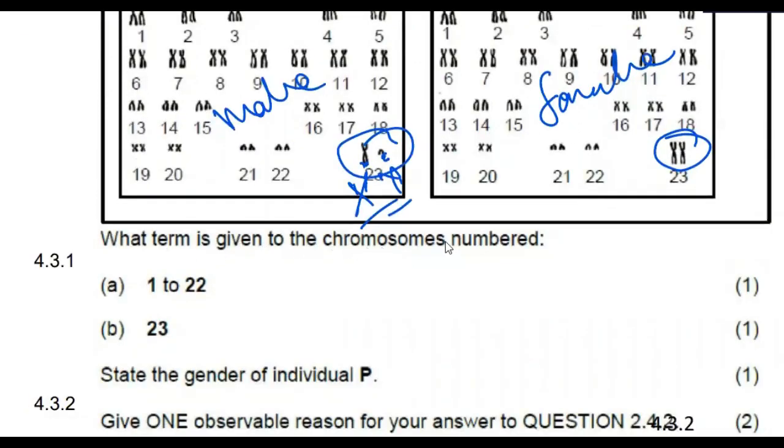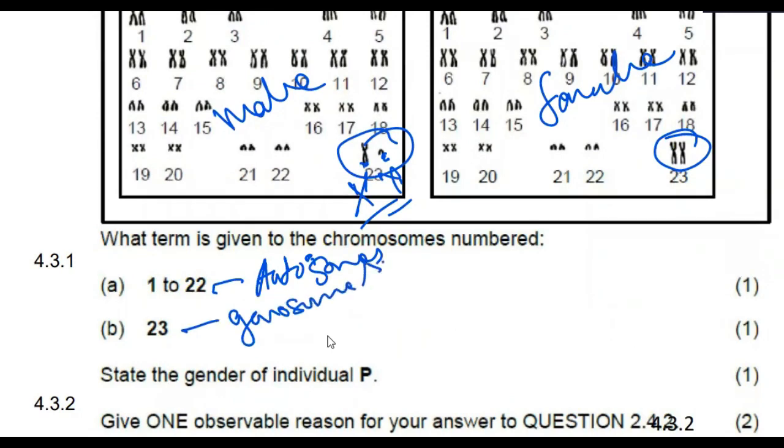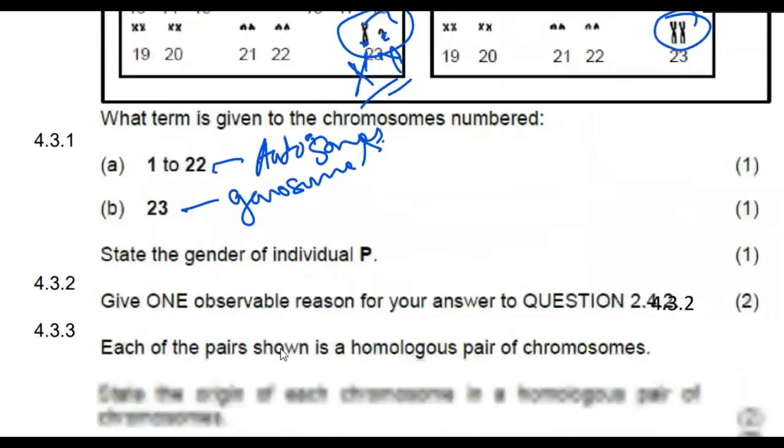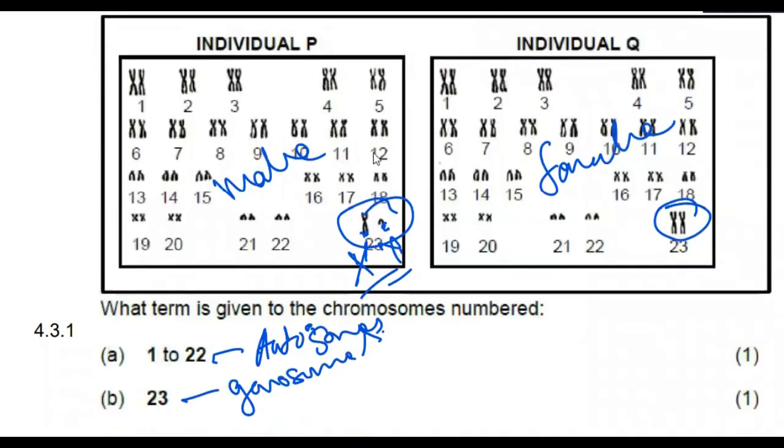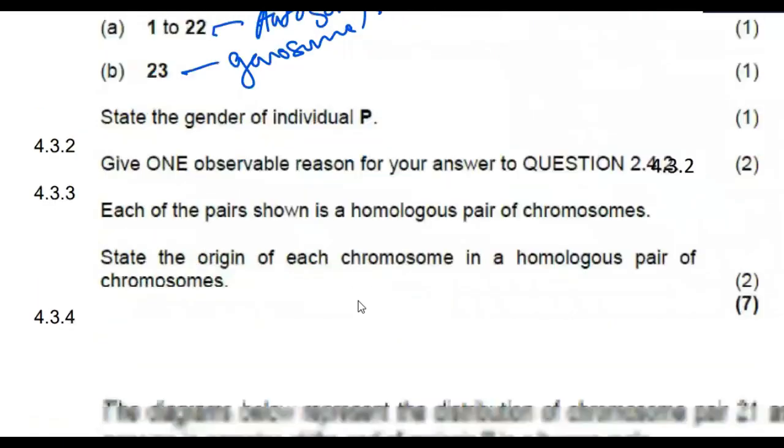What term is given to the chromosome number 1 to 22? Because they can ask you to describe the structure of a karyotype. You call them autosomes. And then 23, these are gonosomes. Why? These are sex chromosomes. State the gender of P. We have seen it. Where is P? Male, because of this.